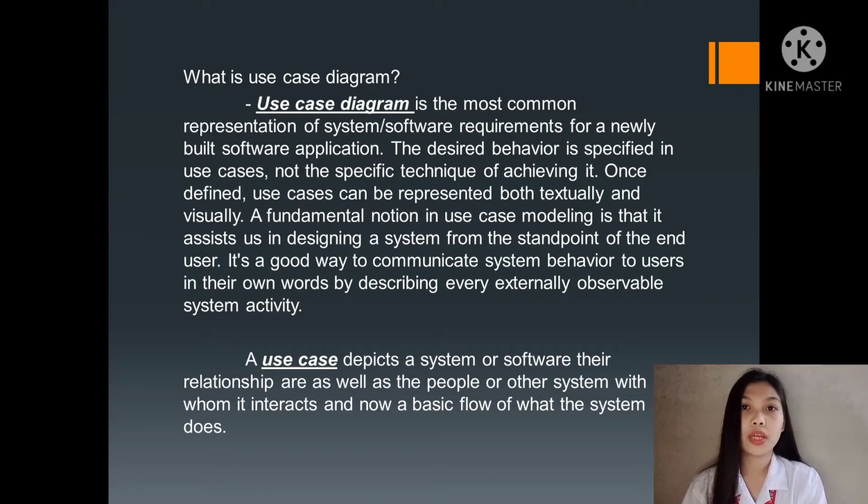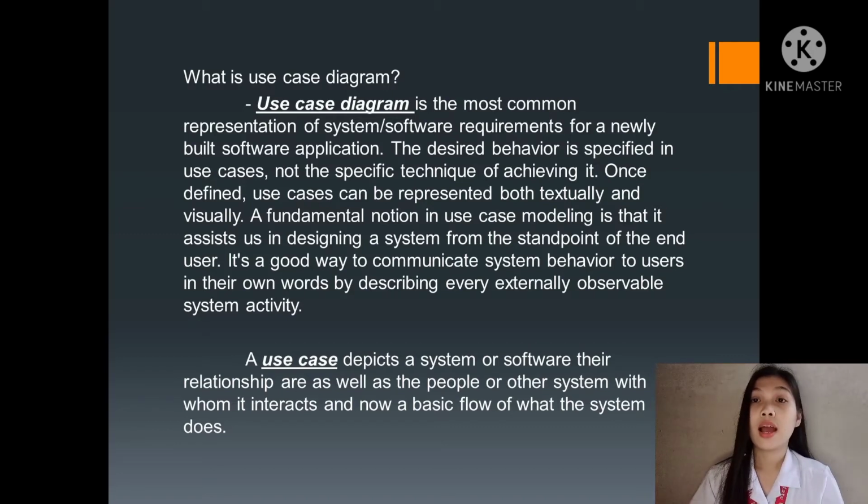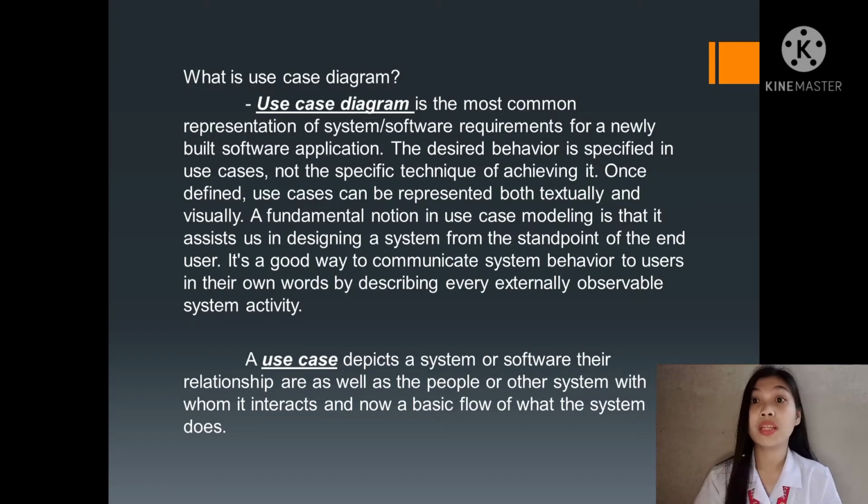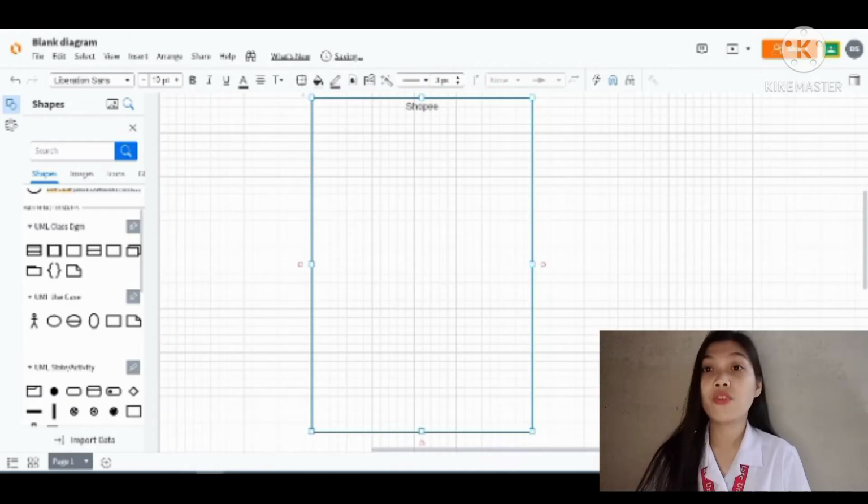It is a good way to communicate the system behavior to the user in their own words by describing every externally observable system activity. A use case depicts a system or software, its relationships, as well as the people and other systems with whom it interacts, and a basic flow of what the system does. We have four elements in use cases: the system, the actor, the use case, and the relationship.